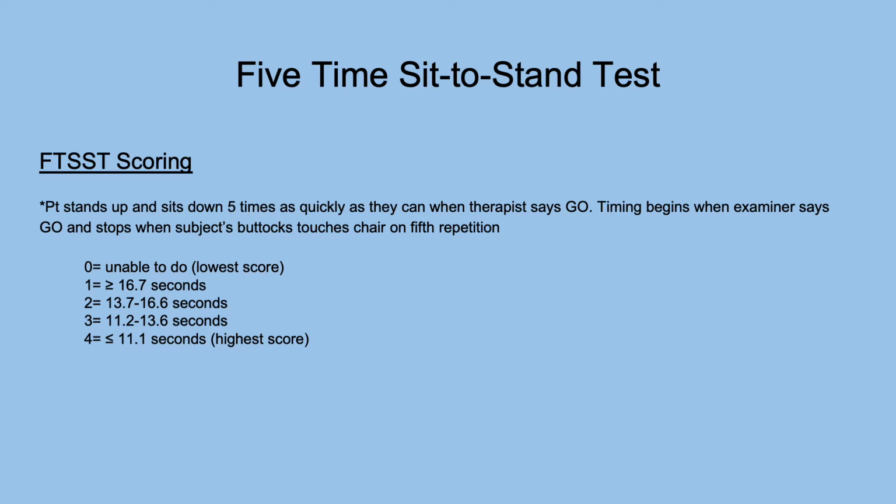They score a 1 if it takes longer than or equal to 16.7 seconds. They score a 2 if it takes 13.7 to 16.6 seconds. A 3 is 11.2 to 13.6 seconds. And they score the highest score of a 4 when it takes less than or equal to 11.1 seconds.